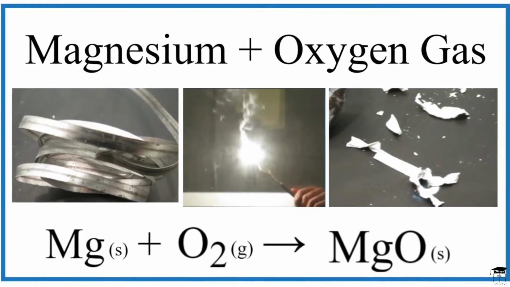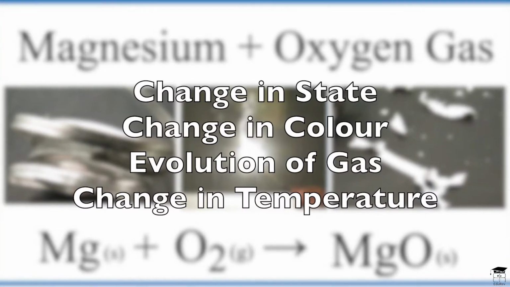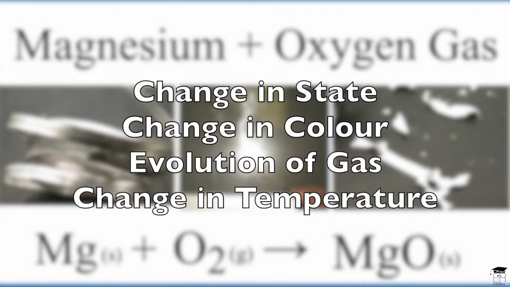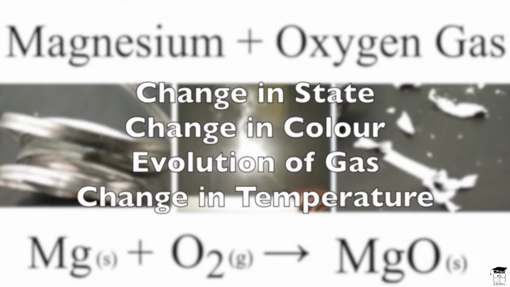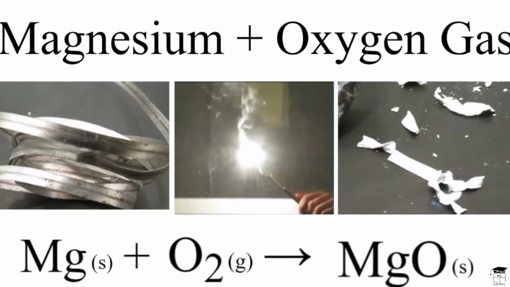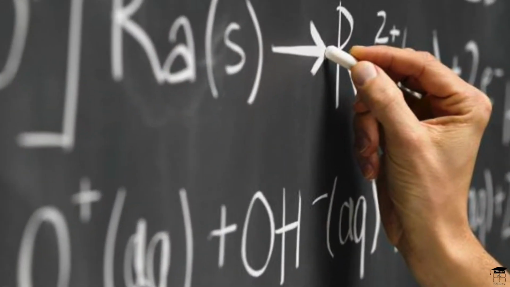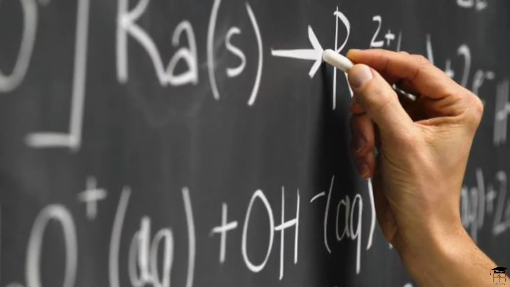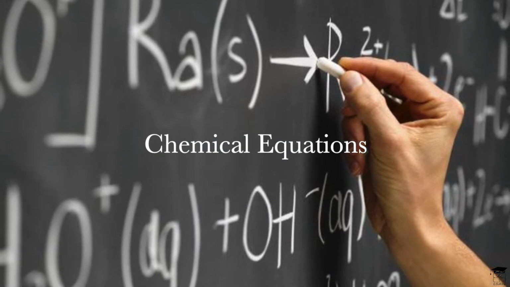Thus, we can conclude that a chemical change has occurred if we observe change in state, change in color, evolution of a gas, and change in temperature. Since now we know that a chemical change is represented by a chemical reaction, we still need a convenient way to describe them. For this purpose, we use chemical equations.